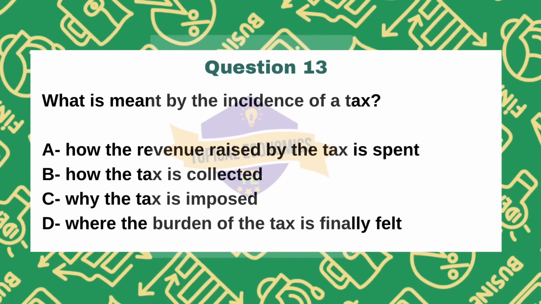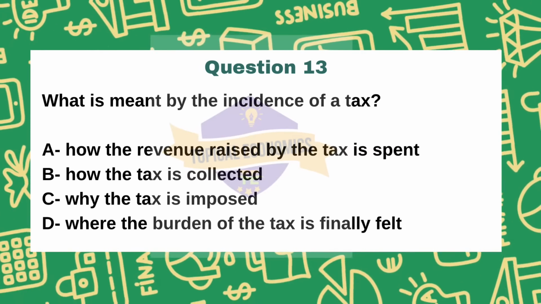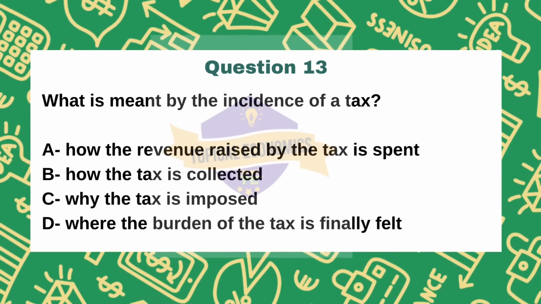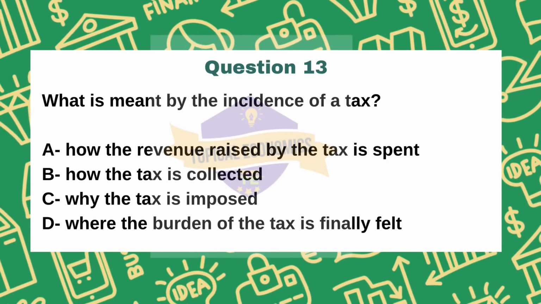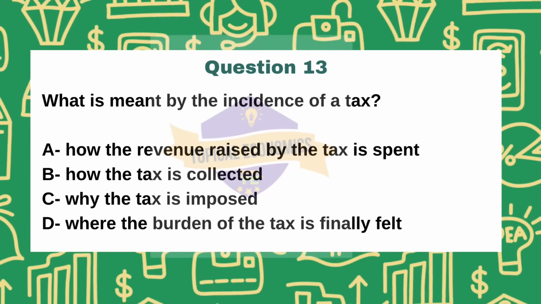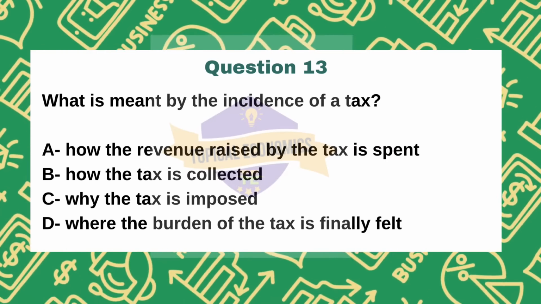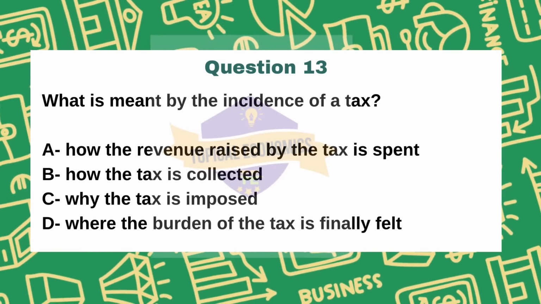The incidence of a tax refers to the distribution of the tax burden between buyers and sellers, or consumers and producers. It indicates who ultimately bears the financial responsibility for paying the tax after market adjustments, regardless of who is initially charged. The tax burden may fall more on consumers, producers, or be shared between them, depending on the price elasticity of supply and demand.